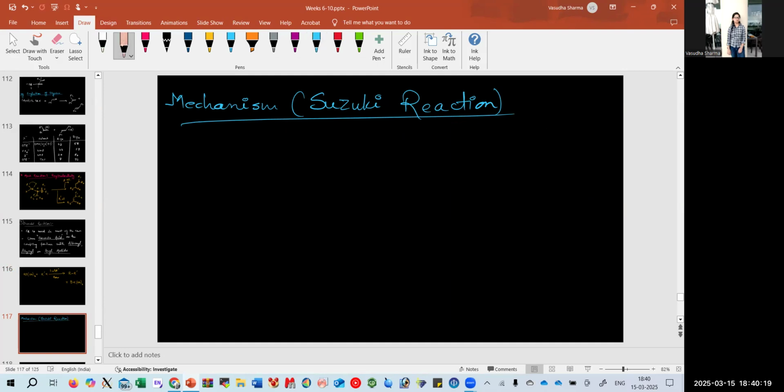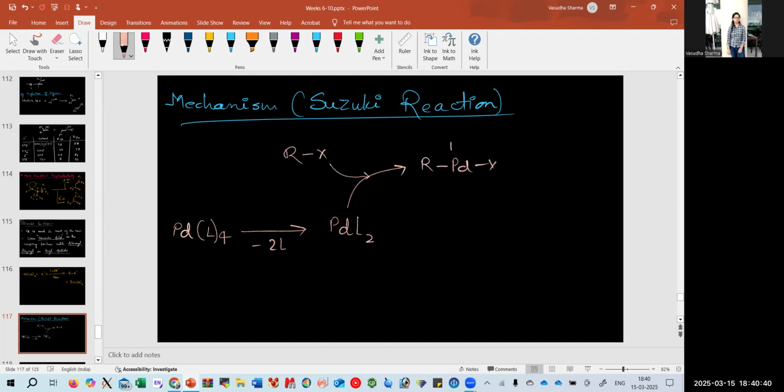So here we are starting with palladium L4, which can lose 2 L, making a palladium L2. Now firstly, it would insert R dash X, so that would rearrange as in trans. Then at this position, X has to be removed, which is being taken by your R-B(OH)2 and base.